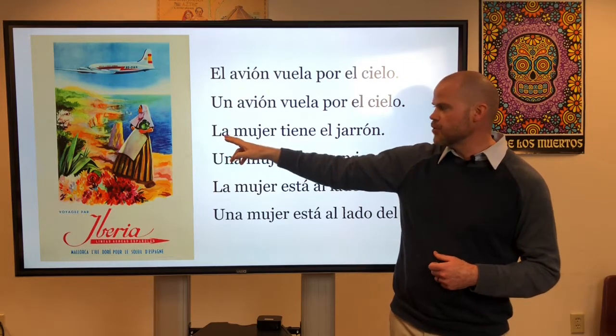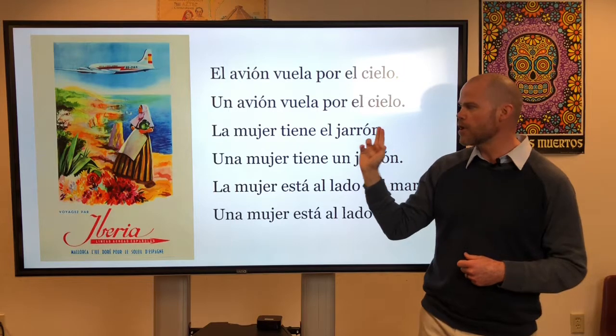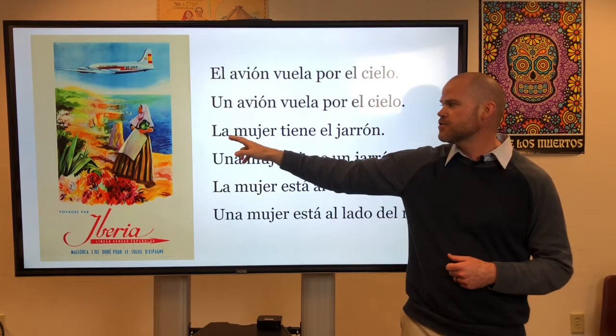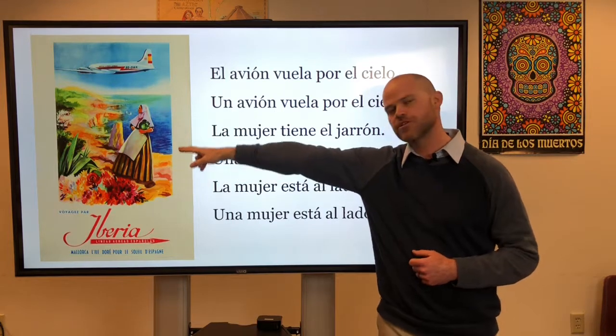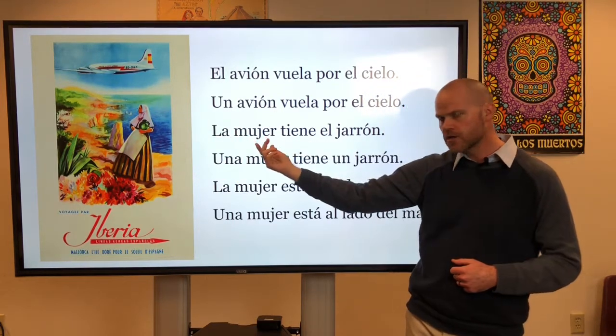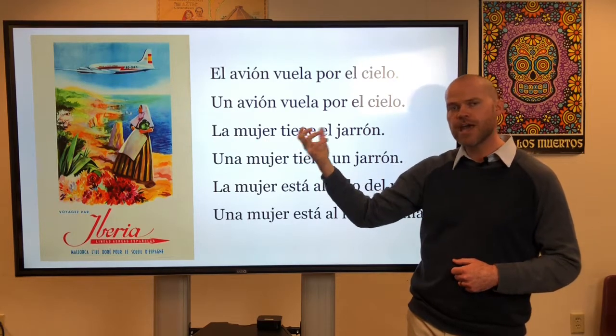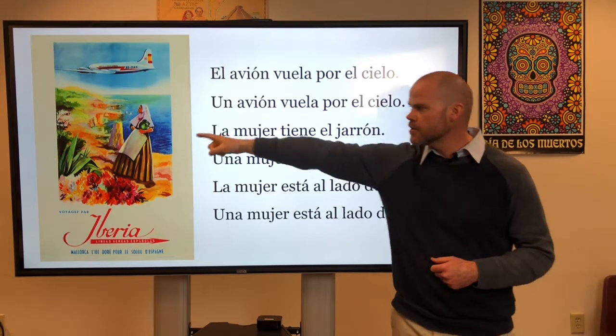The third example here says, "La mujer tiene el jarrón." Okay. La mujer translates to the woman. So looking back at our visual here, we're talking about this specific woman. So that's why I'm using the definite article. So la mujer tiene, the woman has the jug. And there it is right there.